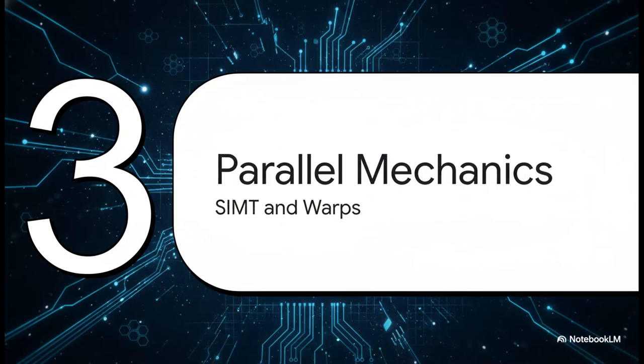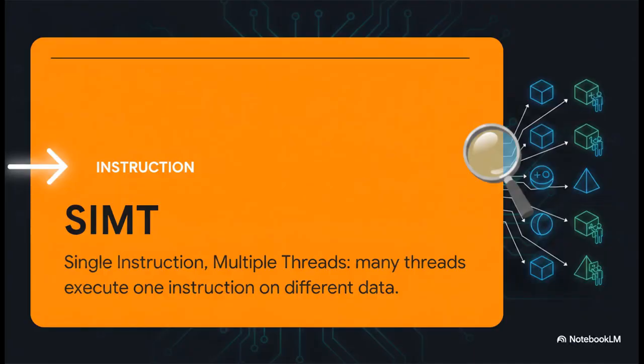Moving into Section 3, Parallel Mechanics, specifically SIMT and warps. Let's zoom in to the microscopic level. It all comes down to SIMT, single instruction, multiple threads. Guys, this is literally the secret sauce of GPU computing. It allows a single command to manipulate vast amounts of different data at the exact same moment. Instead of telling one worker to do one math problem, you're grabbing a megaphone and broadcasting one instruction to an entire block of workers simultaneously.